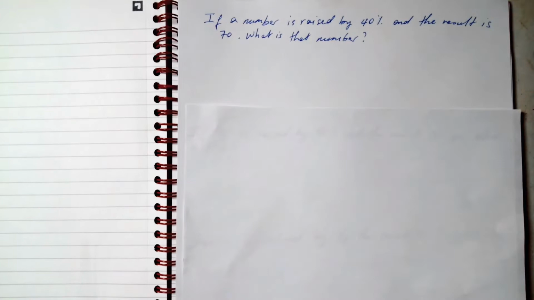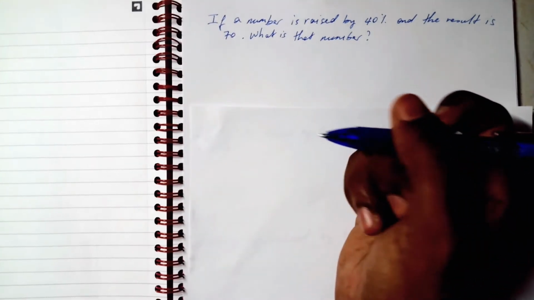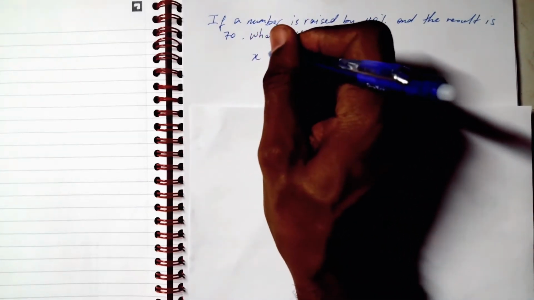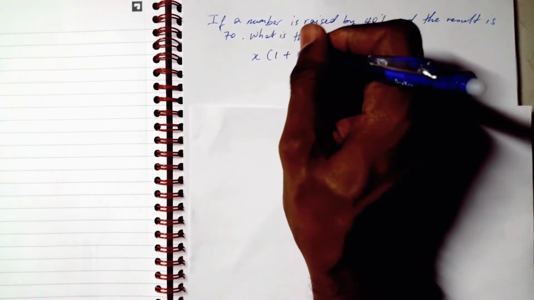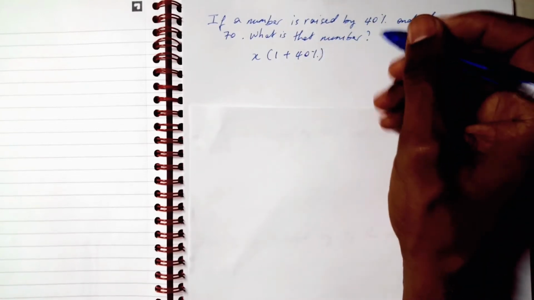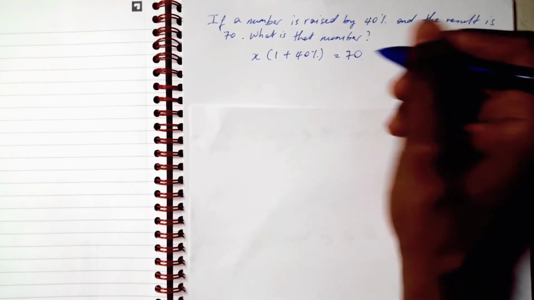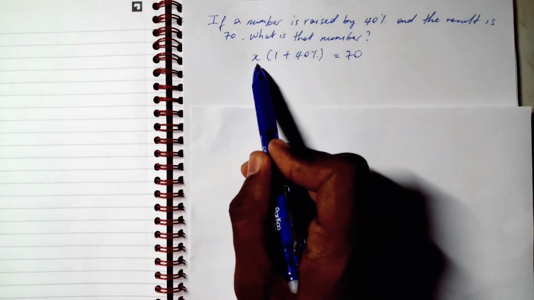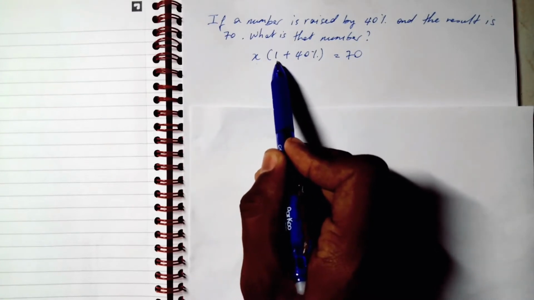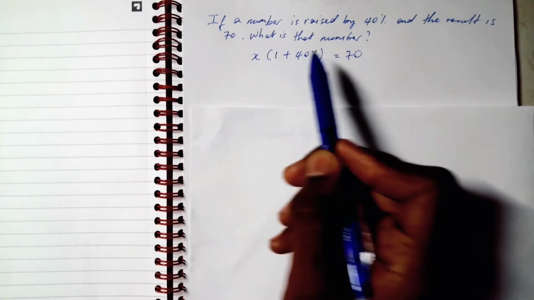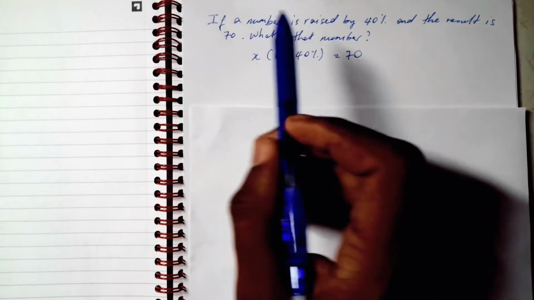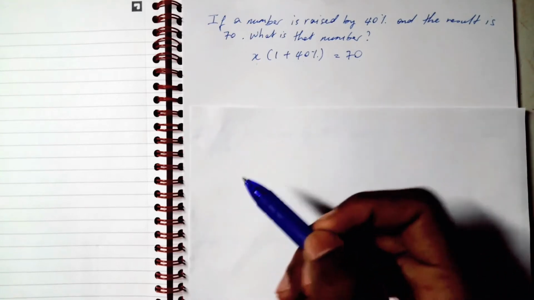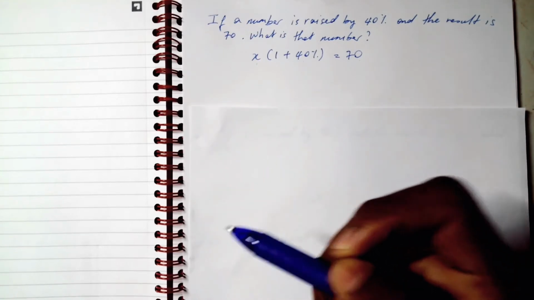All right, so as usual, there's a setup that we must follow. If a number, let's call it x, is raised by 40% and the result is 70. All right, so this is our setup. If x is raised by 40%, the result is 70. What is x? Now that we have our setup, we can proceed with making x the subject of the formula.